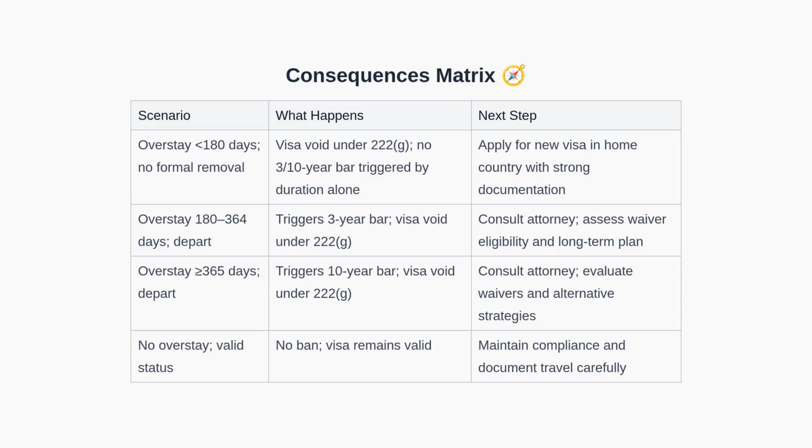This table summarizes typical outcomes for an overstay under 180 days. Section 222G voids the visa even though the 3 or 10-year bar is not triggered solely by that duration. For overstays between 180 and 364 days, departure usually triggers a 3-year bar. At 365 days or more, departure usually triggers a 10-year bar. In all overstay cases, the existing visa is void, and a new application in the home country is required. Where no overstay occurred, the visa remains valid, but meticulous documentation and continued compliance are essential.